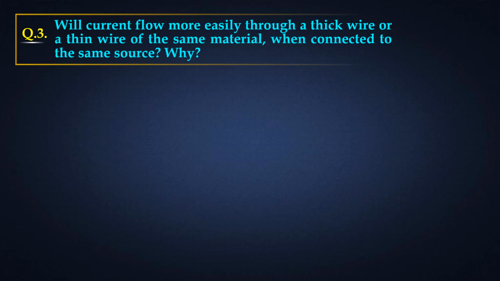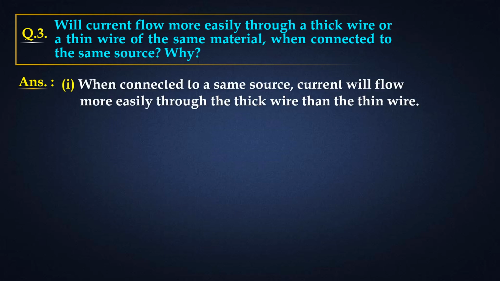Question number 3. Will current flow more easily through a thick wire or a thin wire of the same material when connected to the same source? Why? Answer: when connected to the same source, current will flow more easily through the thick wire than the thin wire. Number 2, resistance R is directly proportional to 1 by A.